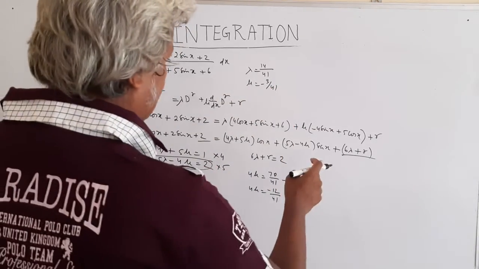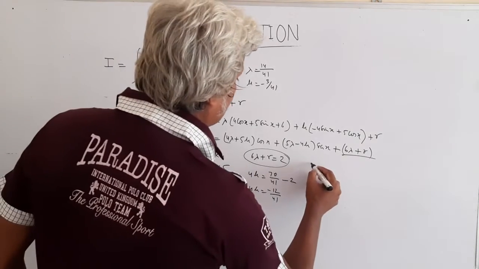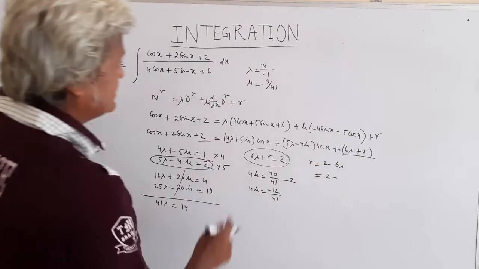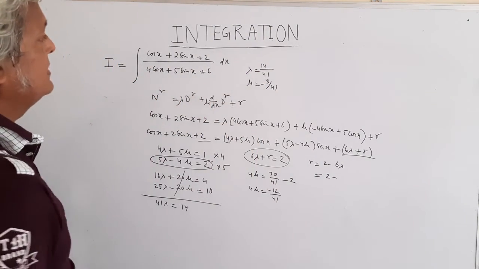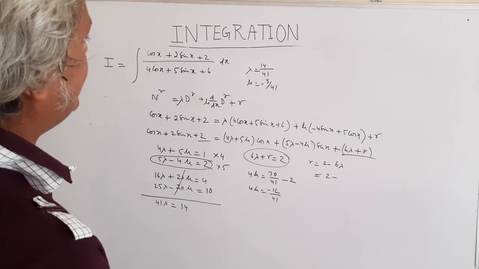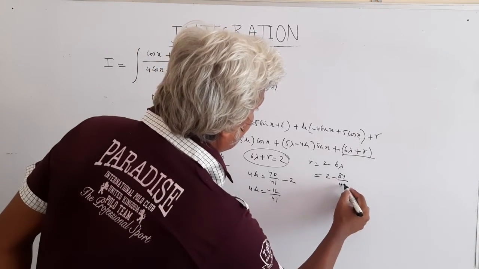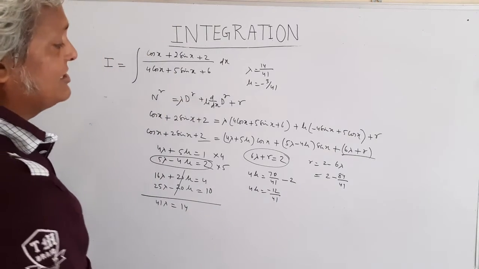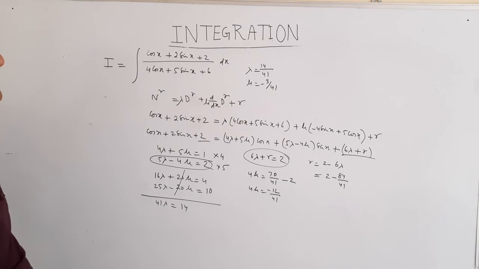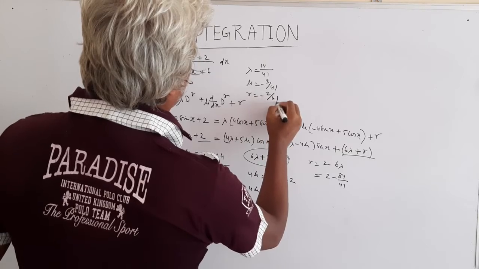Now you see that r is 2 minus 6 lambda. So 2 minus 6 lambda. 14 times 6 is how much? 84. So 84 over 41. If you just find the answer, it becomes 82 minus 84, that is minus 2 over 41. So r is minus 2 over 41.